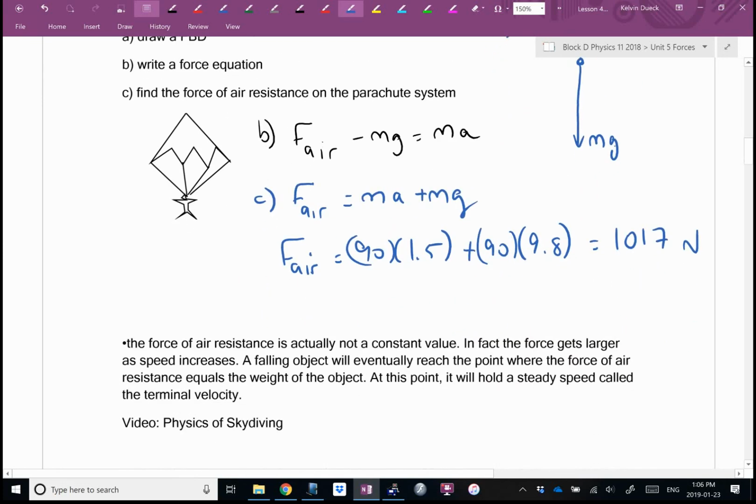And again, actually air resistance is not a constant value. It gets bigger as speed increases. Eventually, you reach what we call terminal velocity. And in that free body diagram, both the arrows would be the same what? Same size, same length. Okay? And the idea is the parachute makes terminal velocity less terminal, so to speak.